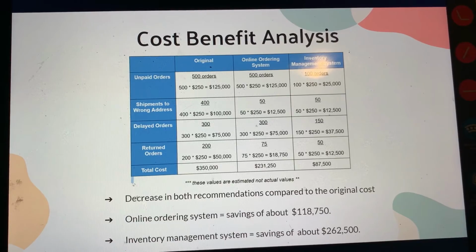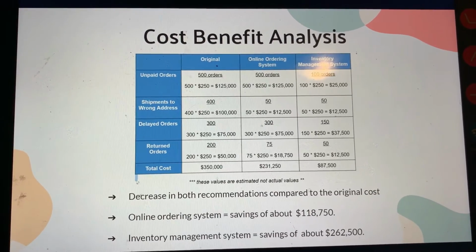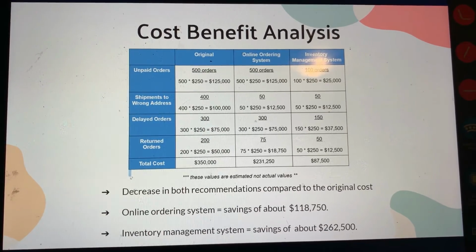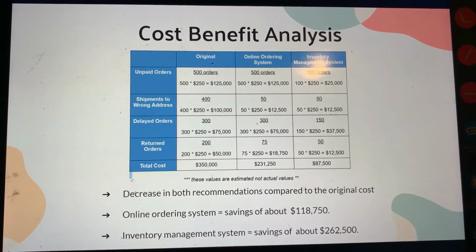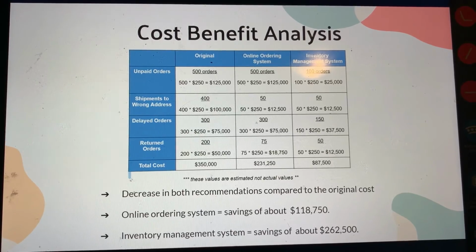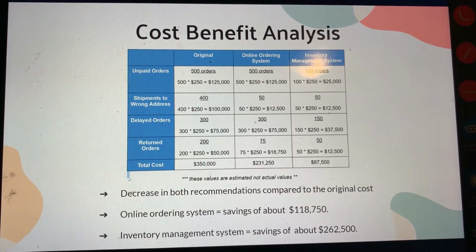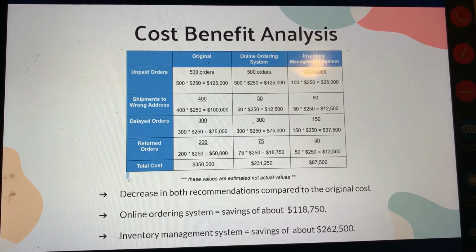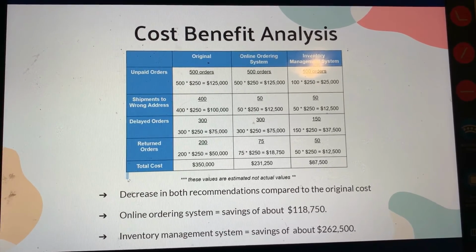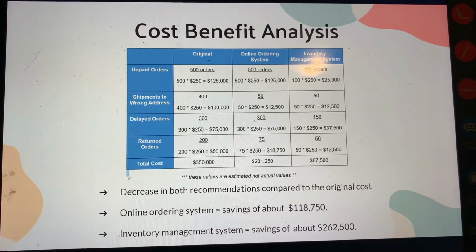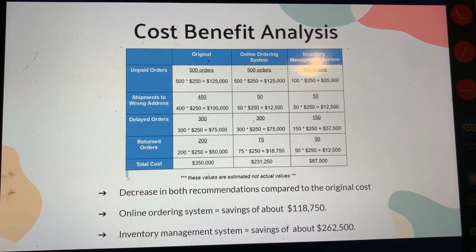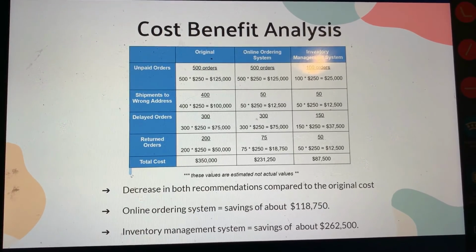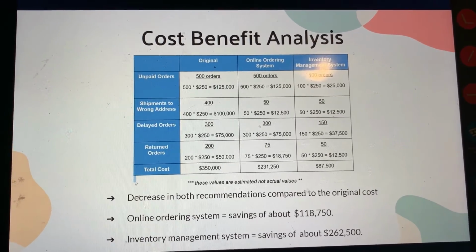Now we'll be having a quick discussion regarding the cost-benefit analysis, which was used to compare the original costing with our two core recommendations of online ordering and the inventory management system. As you can see, there has been a decrease in both recommendations compared to the original cost, which means the recommendations should be taken seriously. Specifically, for the online ordering system, there's a savings of about $118,750, and for the inventory management system, there's a savings of about $262,500.